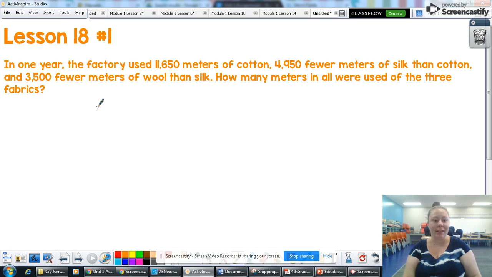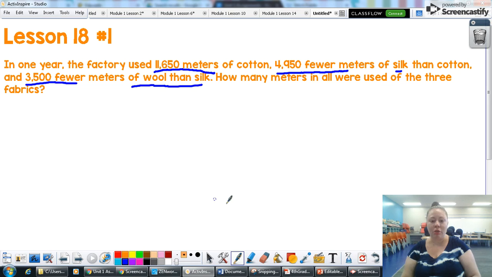Question number 1. In 1 year, the factory used 11,650 meters of cotton, 4,950 meters of silk fewer than cotton, and 3,500 fewer meters of wool than silk. How many meters in all were used in all of the three fabrics? So to start this, we read the problem. I have underlined some of the important information.